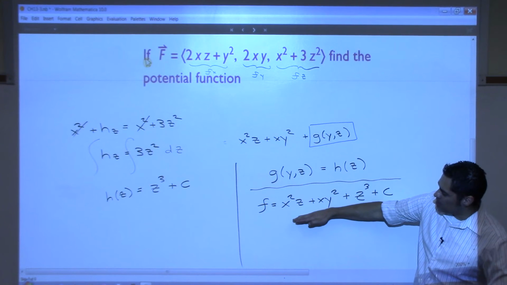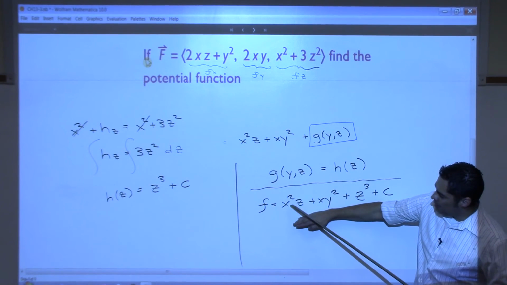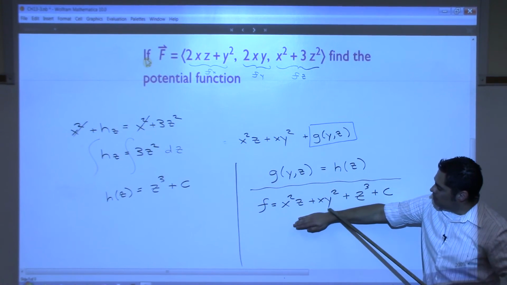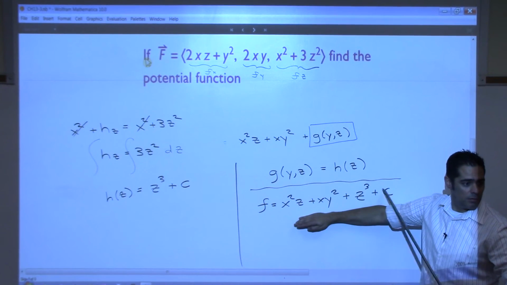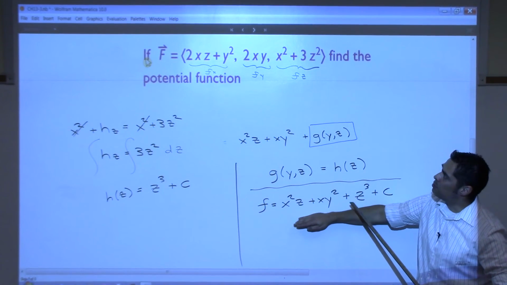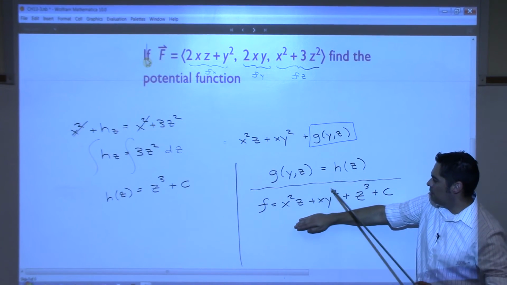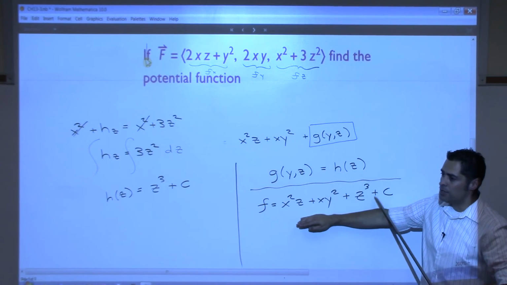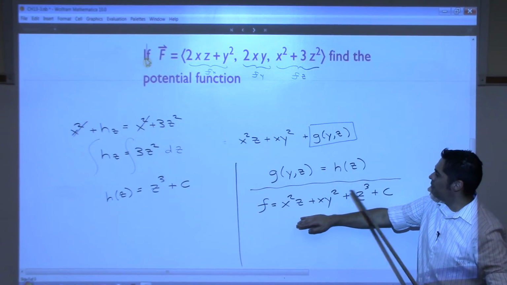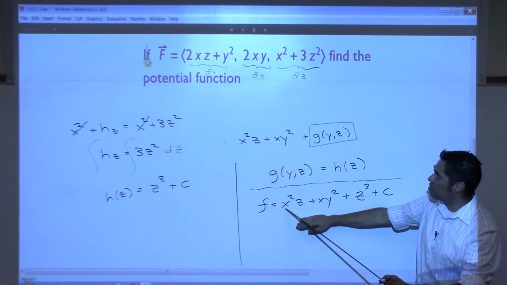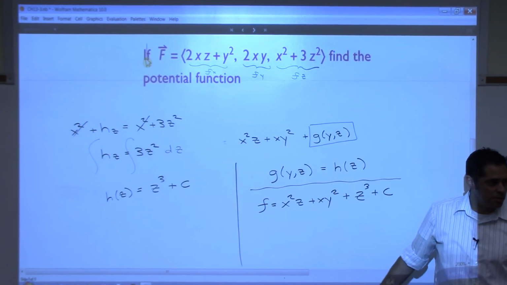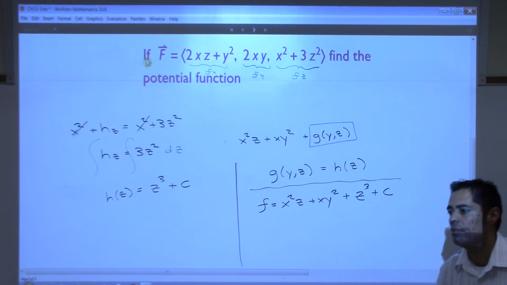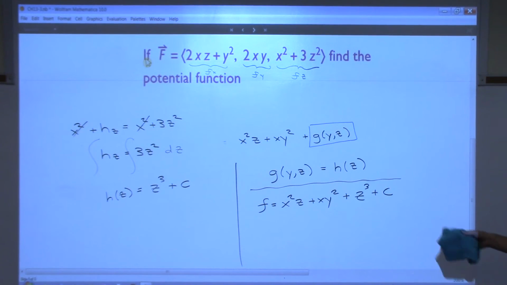What's the derivative of this with respect to x? 2xz plus y squared, zeroed out. Okay, derivative of this with respect to y? Gone. 2xy, zeroed out. What's the derivative of this with respect to z? X squared, 3z squared, that's zeroed out. So it works. So you can always check your little f, the potential function. You can always double check it to make sure you got it right.